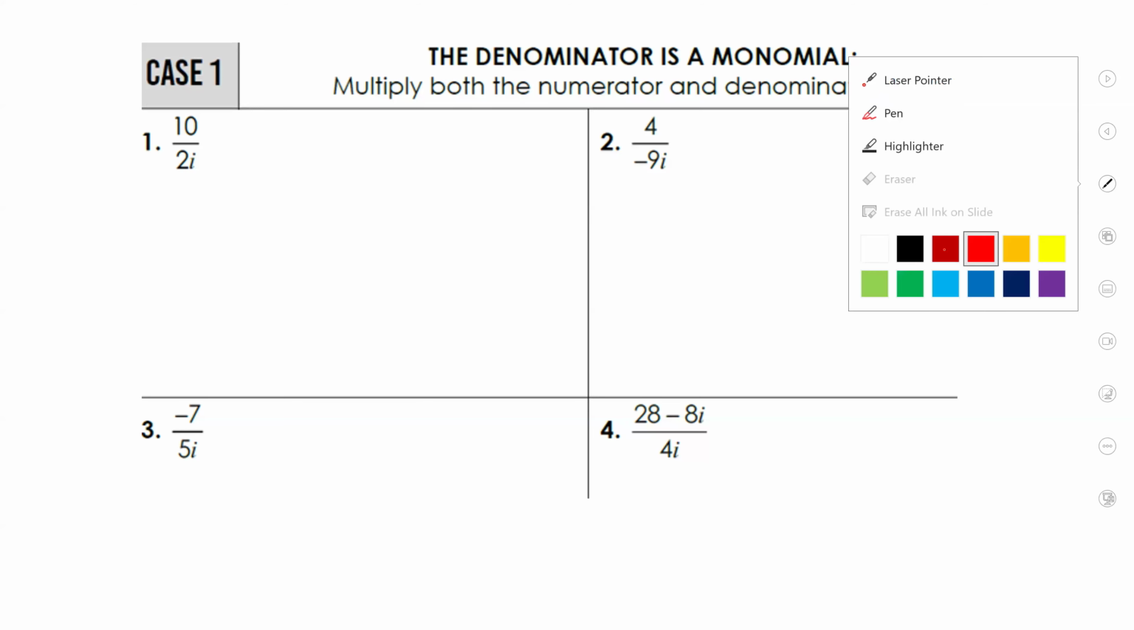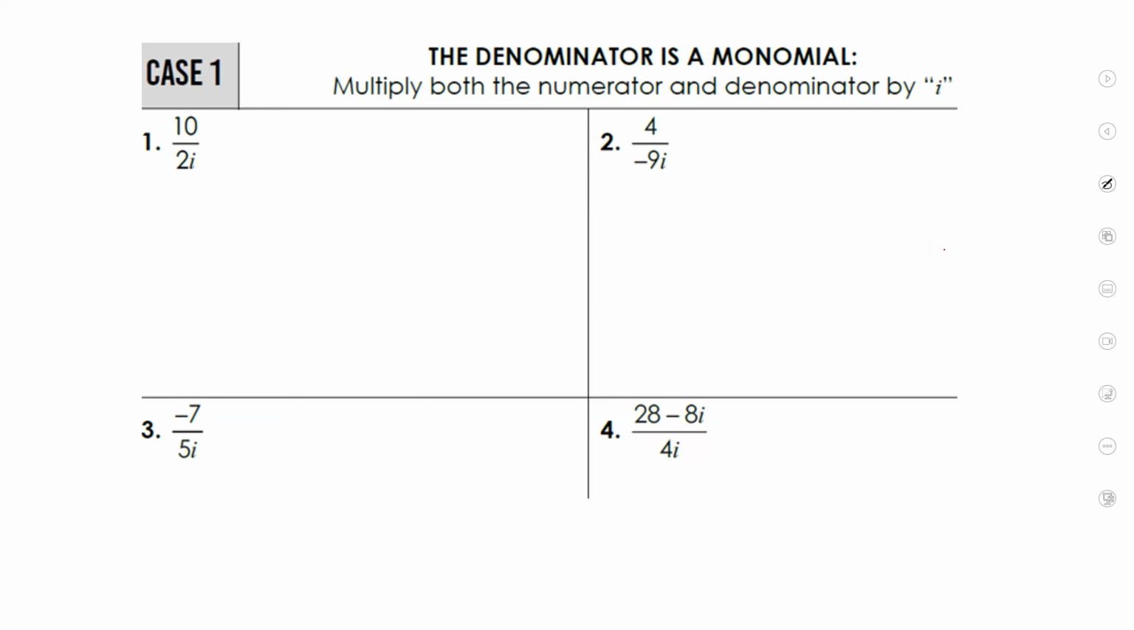All right. So when the denominator is a monomial, you're going to multiply the numerator and the denominator by i. The reason why we do this, guys, is we do not want to have i's in the denominator. That's not proper. So if you have an i in the denominator, we're going to multiply the numerator and the denominator by i.